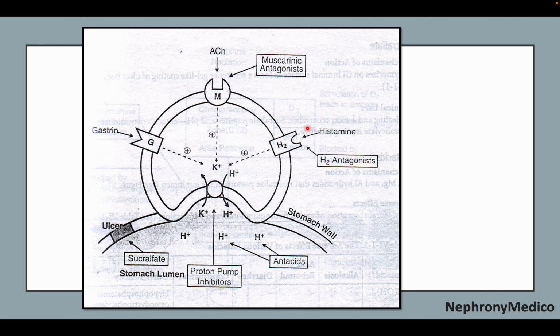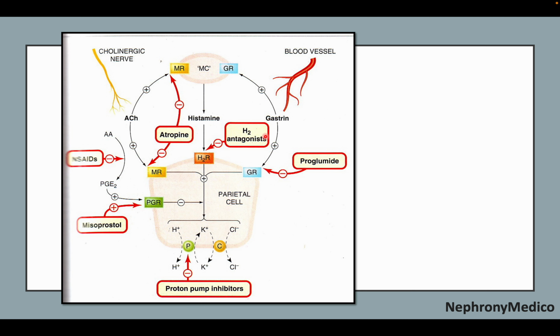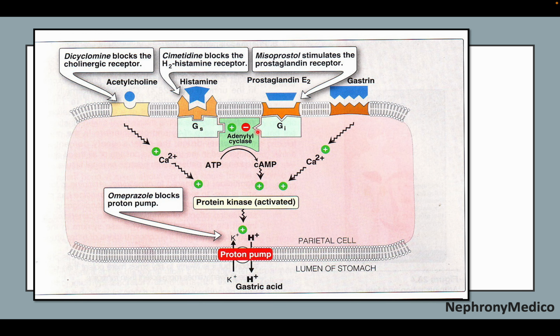Now, this is a picture showing the mechanism of action of different kinds of drugs. These include sucralfate, proton pump inhibitors, antacids, H2 antagonists, and others. This is another picture showing the mechanism of action of different drugs on the parietal cell.